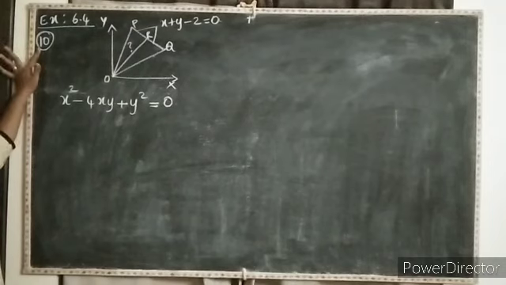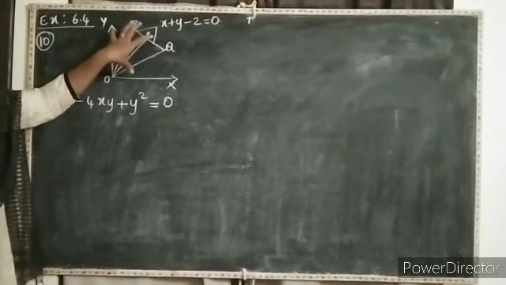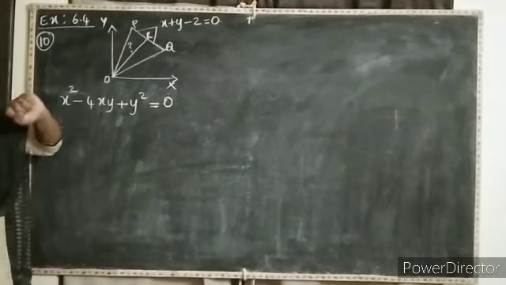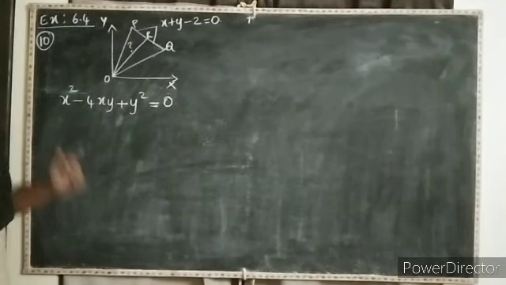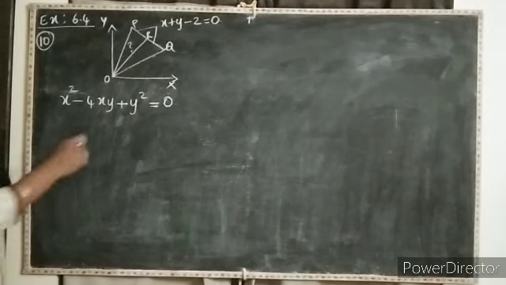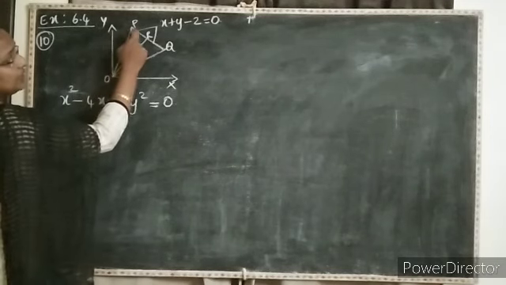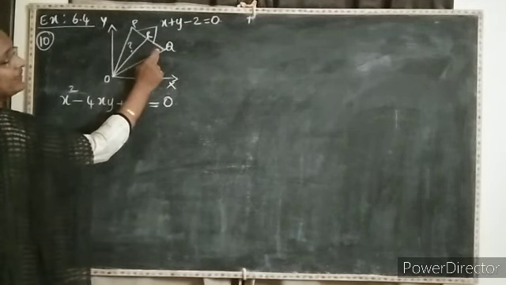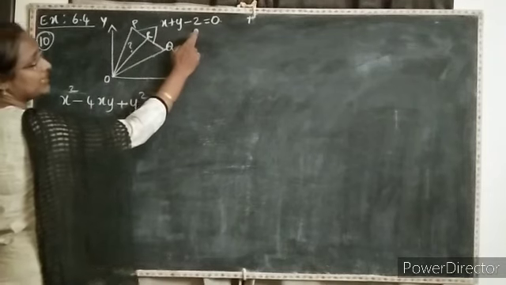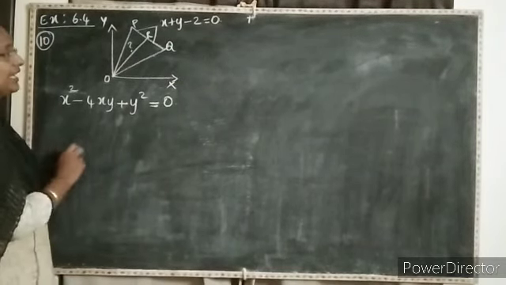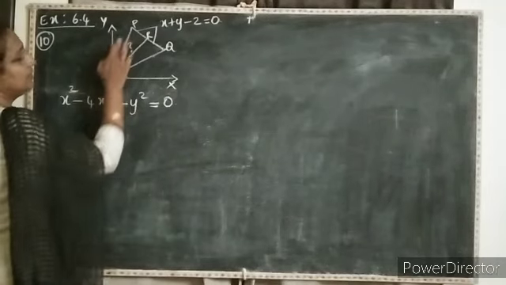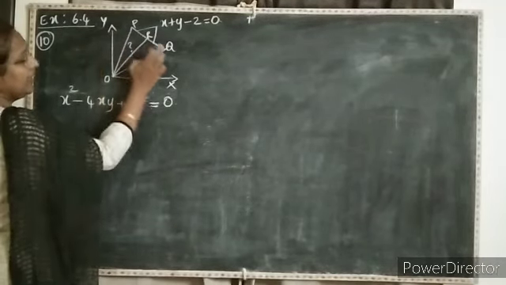Now the 10th sum. A triangle is formed by the pair of straight lines x squared minus 4xy plus y squared equal to 0. The equation of the line PQ is given by x plus y minus 2 equal to 0. We are supposed to find the equation of the median of the triangle OPQ.